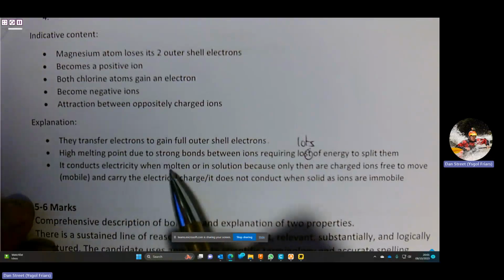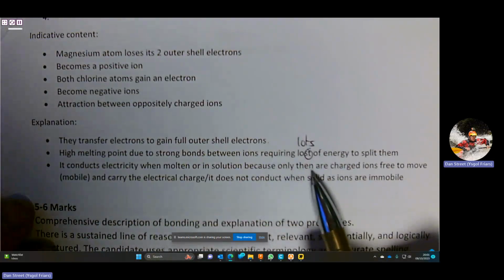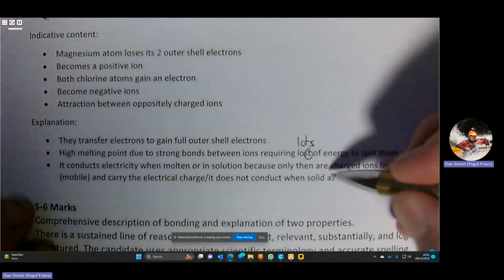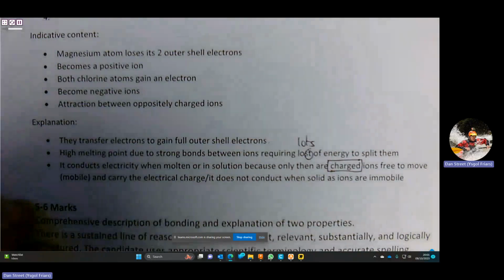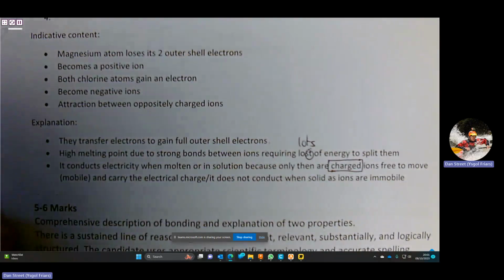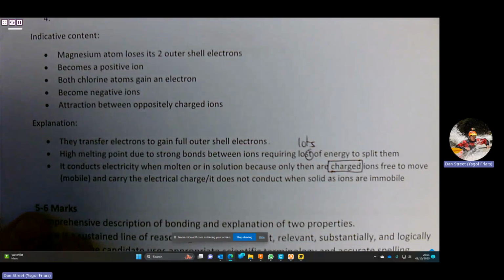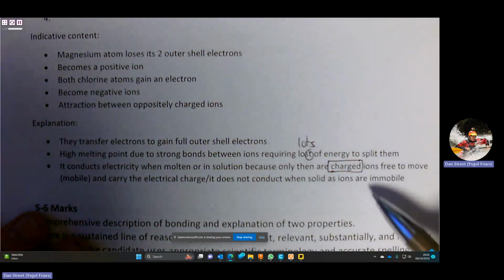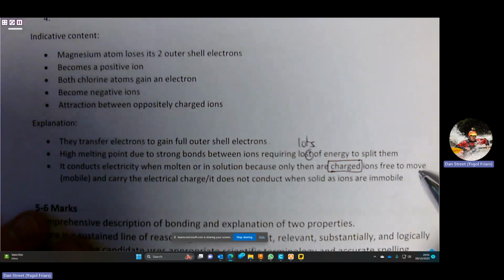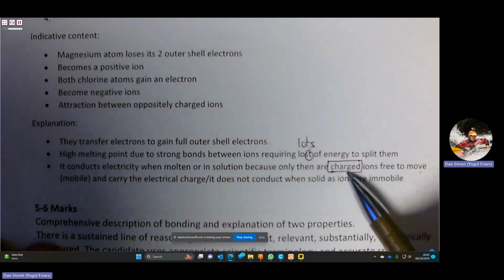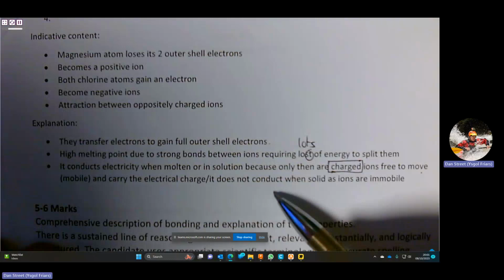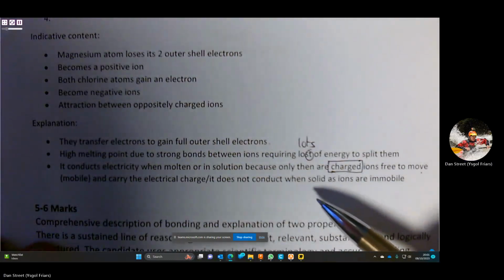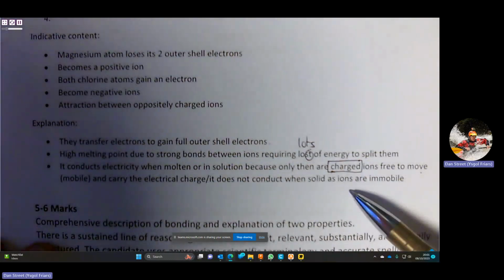It conducts electricity when molten or in solution, because only then are there charged ions. So it's the charge bit that's important. And as I've said on previous questions, a lot of people are very good at talking about delocalized electrons, but you do need to remember that ions, both positive and negative, as long as they're allowed to move, can also carry electricity. Only when they are charged ions are they free to move and carry electrical charge to conduct. But when they're solids, the ions are immobile.